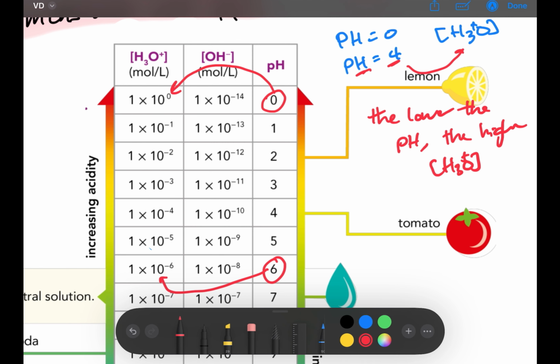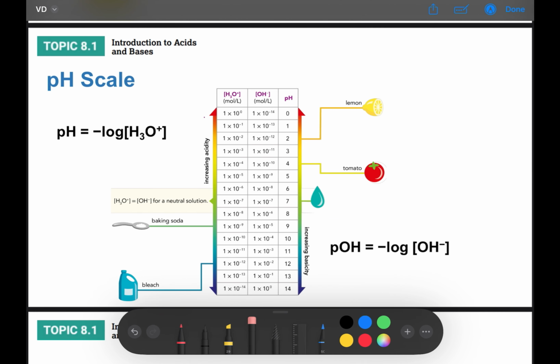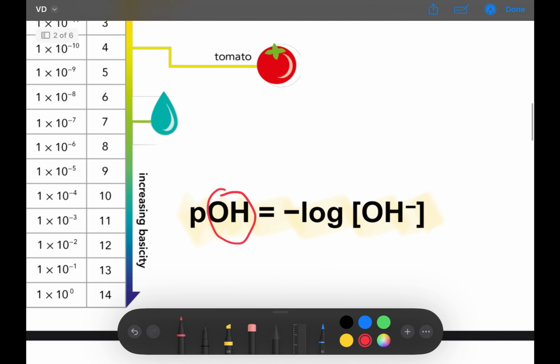Let's talk about another concept, which is the pOH. It's the same idea as the pH. Since here in the pH we're describing the concentration of H positive, if I want to measure the concentration of OH negative, I have to take the pOH. As we said, you can see that the P letter here represents negative log, and then you put something inside.